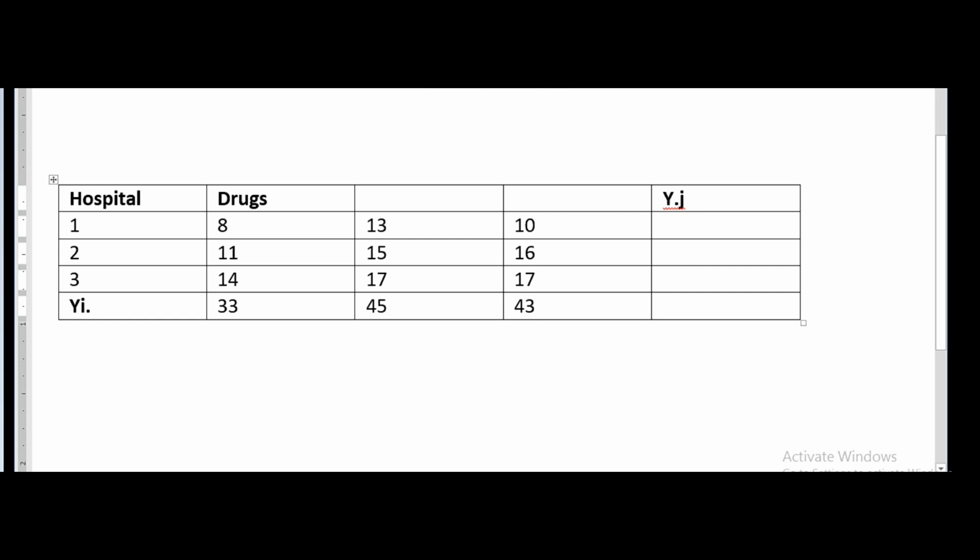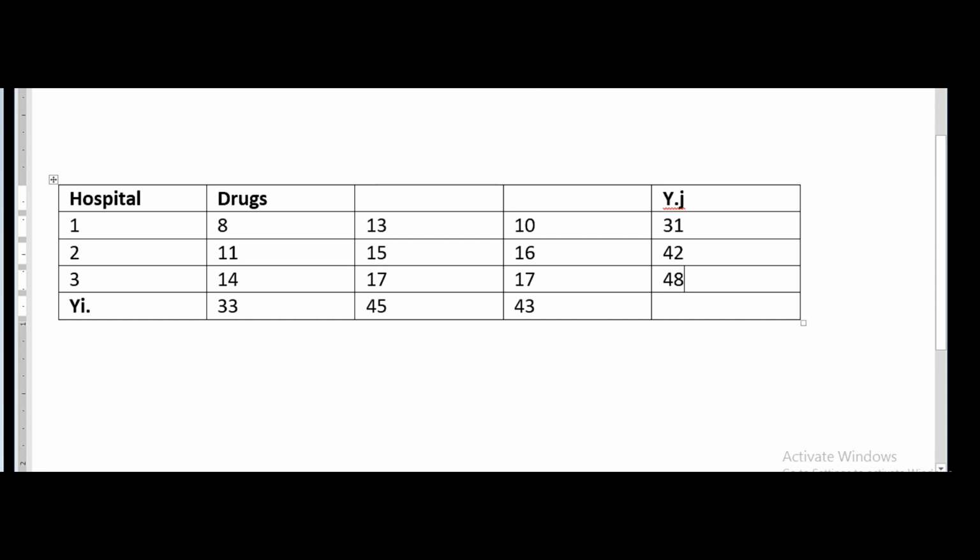Alright, so now also you have to find the sum of your replications. The first hospital here, you have 8, 13 and 10. If you add all of that up, you are going to have 31. In the second replication, you have 11, 15 and 16. If you add that all up, you are going to have 42. Also in your third replication, you have 14, 17 and 17, and if you add all of that up, you are going to have 48.